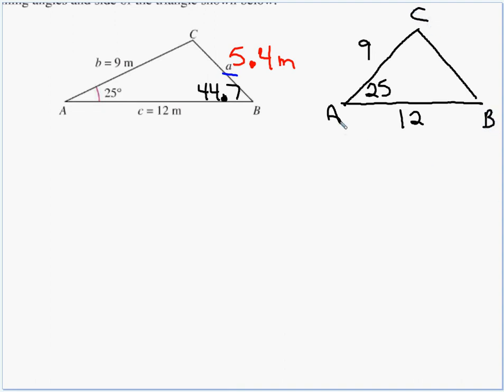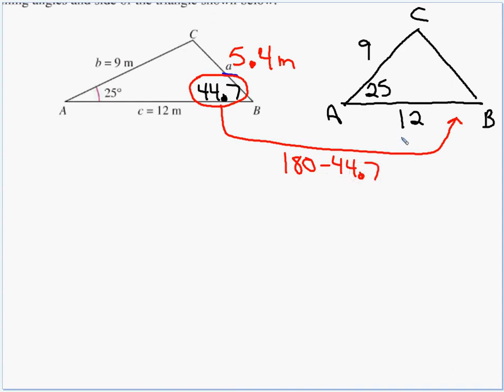Remember when we were doing this in the other section, as soon as we found a missing angle, our first missing angle, we immediately check for the possible second triangle. So we found the side here, but as soon as we found this missing angle B, we want to check for the other possible triangle. Just like we did when we were doing this for Law of Sines, it's just the supplement. We're going to do 180 minus this angle B, 44.7, and that'll tell us this other possible triangle's angle B here. And when we subtract that, we get 135.3.